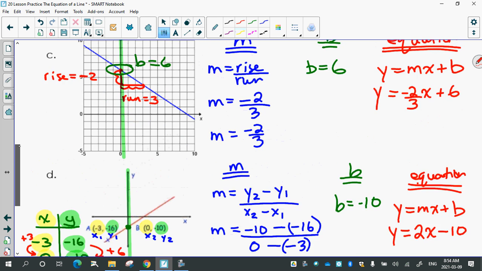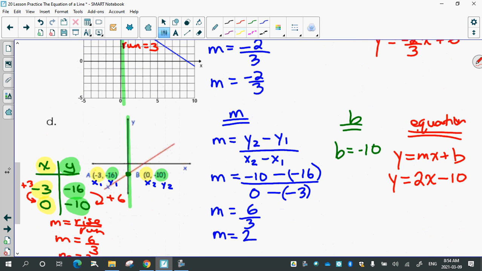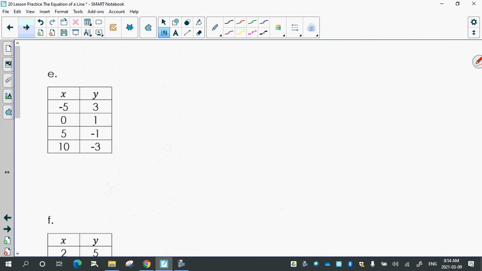Okay, so we've kind of done a lot of ones where you're given the graph and you have to come up with the equation. Now we're going to do where you're given the table and you have to come up with the equation. Okay, so for a table, the easy thing to find is the slope. Okay, so we just find the differences.